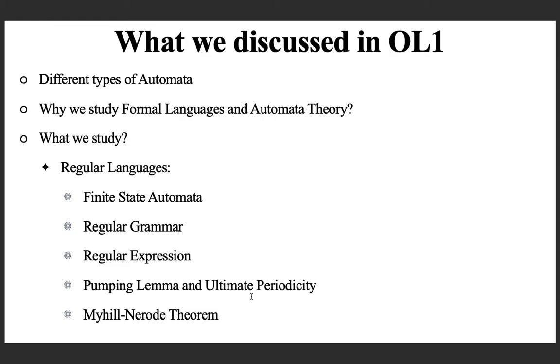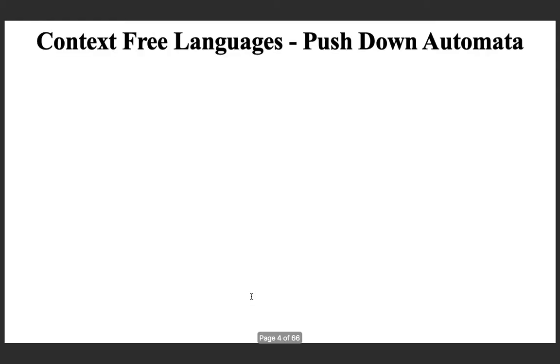And today we can see what are the other topics that we are going to learn in this course. After regular languages, we shall learn about context-free languages, and the automaton which you can design for a given context-free language is the push-down automaton.